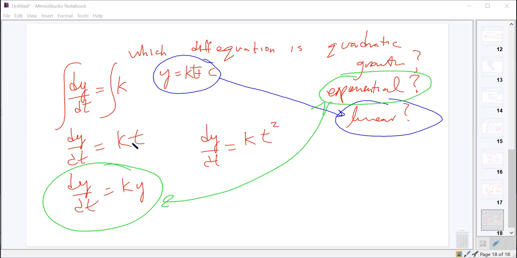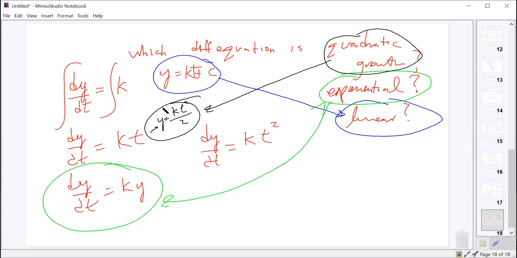If I integrate this, what's that going to give me? That should be kt squared over 2. That would be quadratic growth, right? This one, when we integrate it, would be cubic growth, because you'd end up with kt cubed over 3 for y. So sometimes they'll write linear, quadratic, cubic, exponential growth, and put some differential equation. If they do that, all you have to do is integrate it and see which type of growth you end up with for the function y.